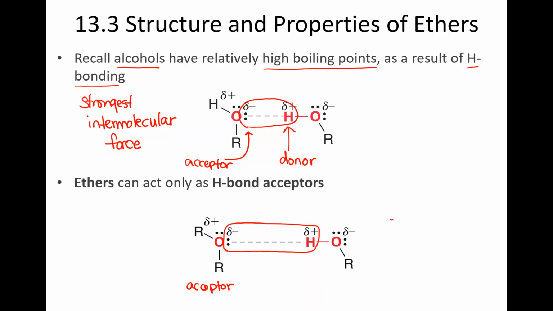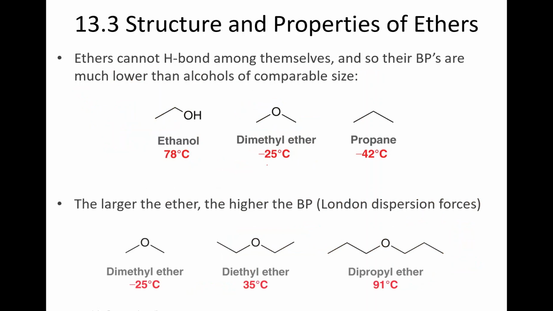So as a result, small molecular weight ethers like dimethyl ether will be miscible with water because they'll be able to form hydrogen bonds with water or other small molecular weight alcohols. But ethers themselves, we say that their boiling points are lower because they don't hydrogen bond with each other. So they don't hydrogen bond with another ether, right? So therefore they don't hydrogen bond unless they're mixed with something else that can act as a hydrogen bonding donor.